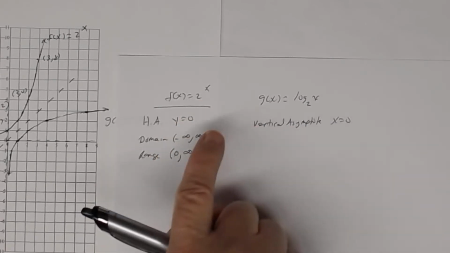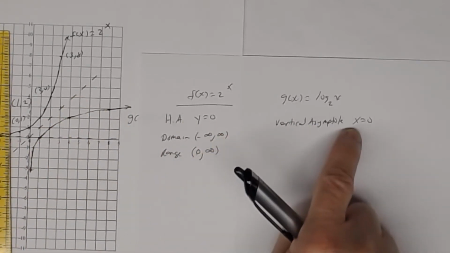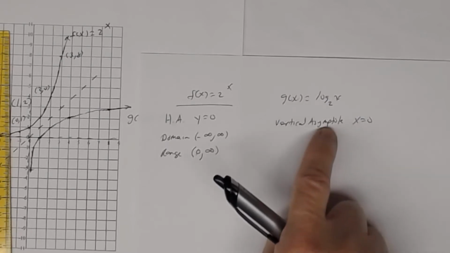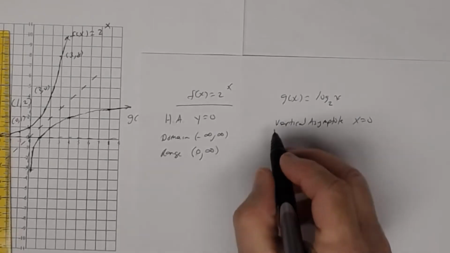We interchange. Remember, everything's interchanged. Y equals x, so y becomes x on the logarithm. So x equals 0, which happens to be the vertical asymptote. Horizontal becomes vertical. Let's get the domain, though.